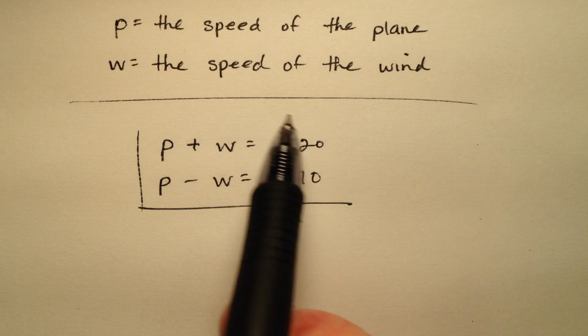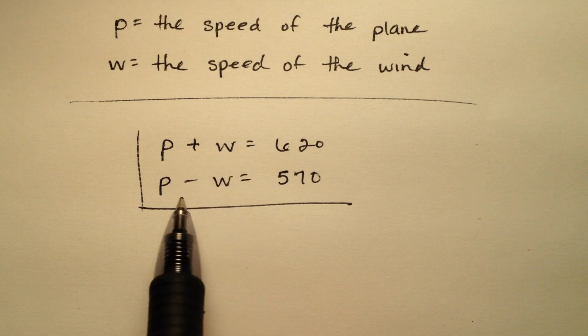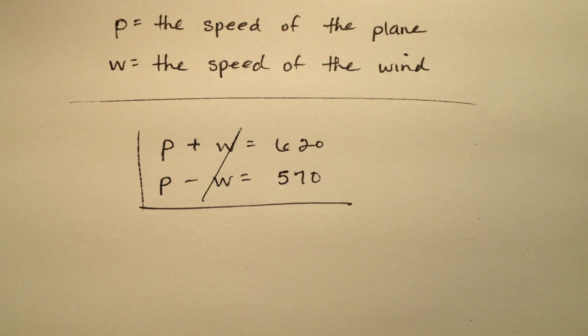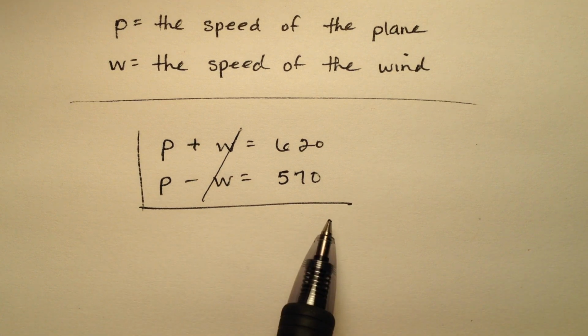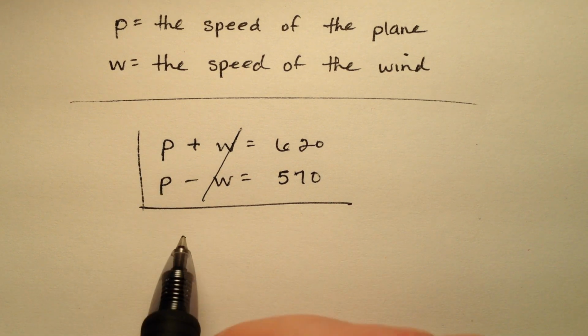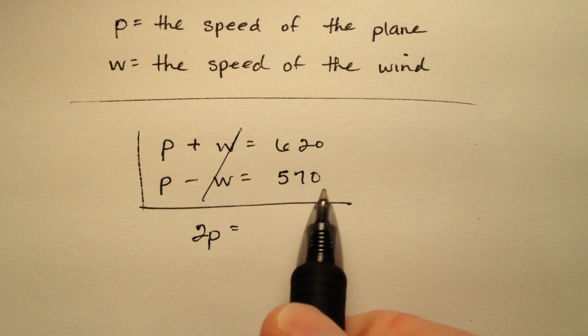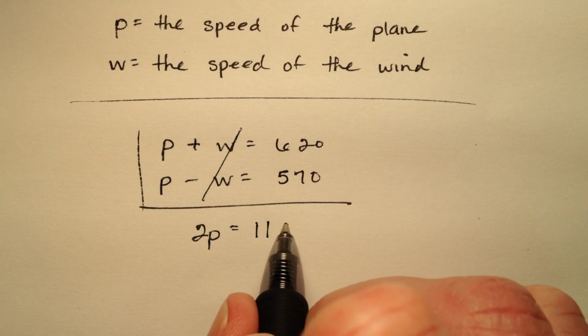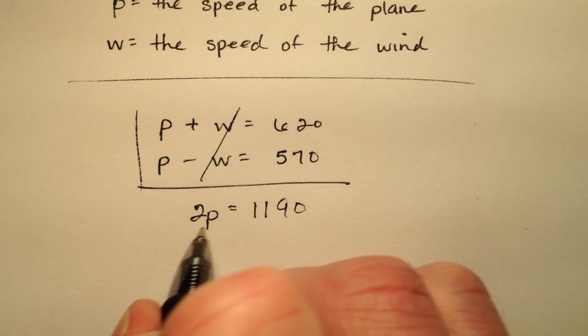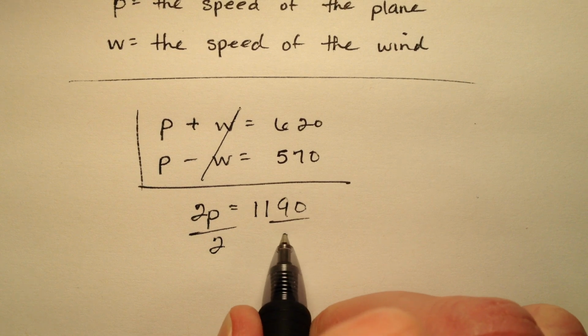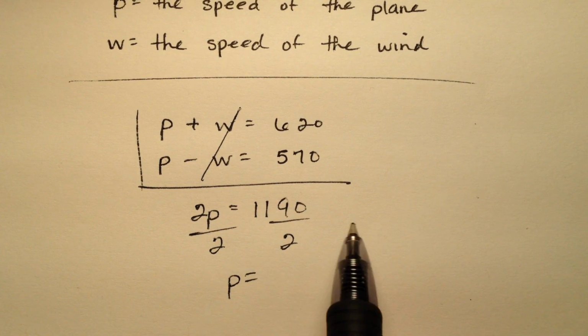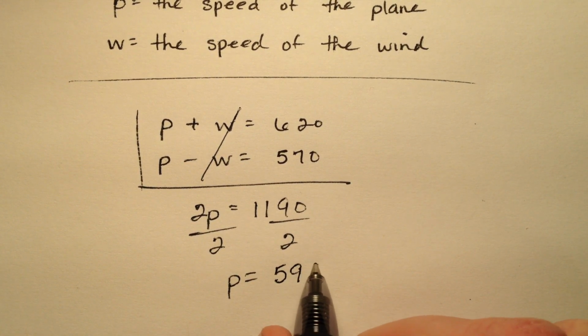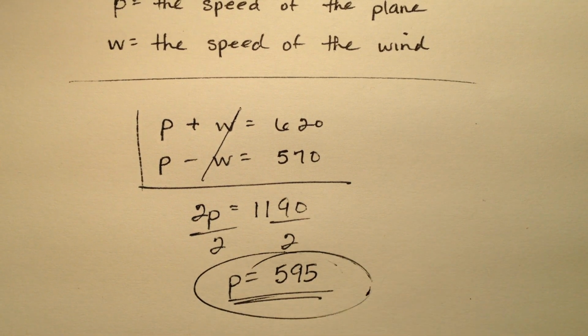So it looks like we can solve this using elimination. Our plus W and minus W will cancel one another out when I add these two equations. So P plus P will be 2P, and that will equal 1190. So when I divide both sides by 2, looks like our value of P will be 595.